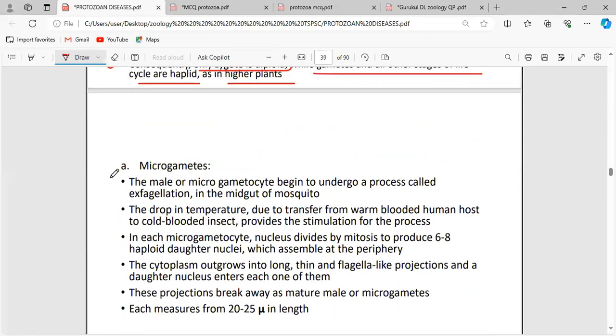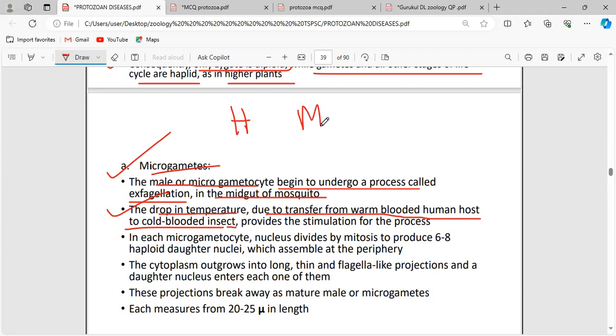Okay, next, microgametes. The male or microgametocyte begins to undergo a process called exflagellation, which means what? They are going to modify some of their structure. In the midgut of the mosquito, there is a drop in temperature due to the transfer from the warm-blooded human host to the cold-blooded mosquito. The human is the warm-blooded animal and the mosquito is the cold-blooded animal, or the poikilotherm.